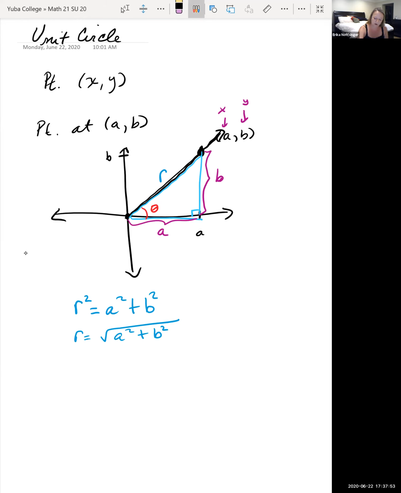I just want to make a quick comment here, because a lot of times students think that this is the same thing as A plus B, but that is not true. I can't take the square root of a sum and break it down as the square root of each piece and then sum it. It's not equivalent.